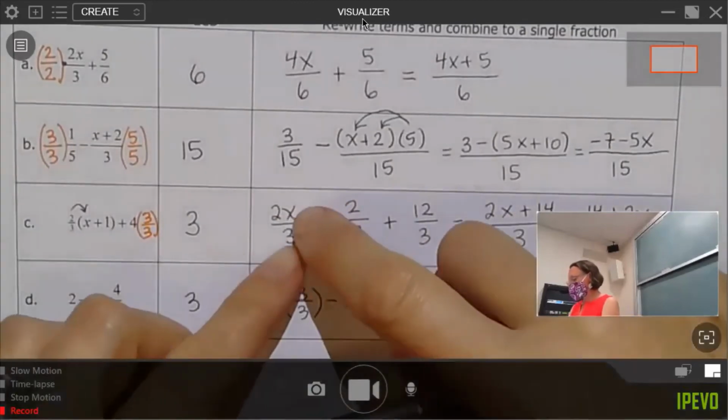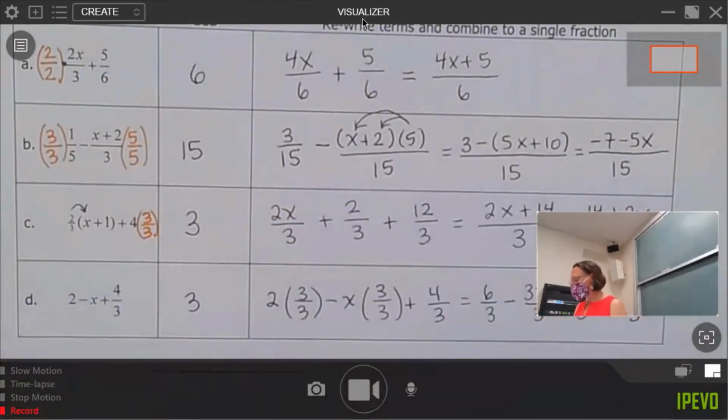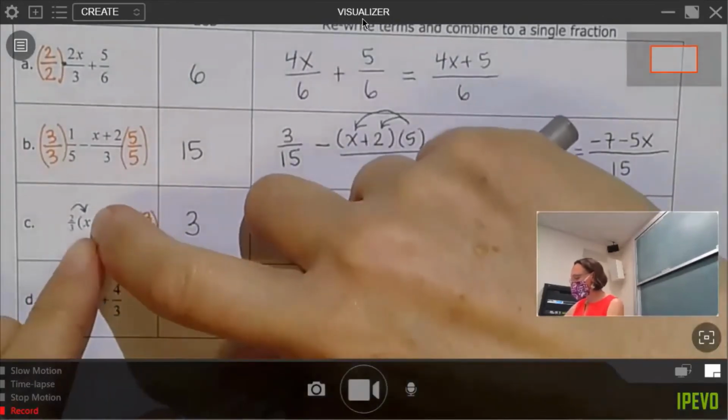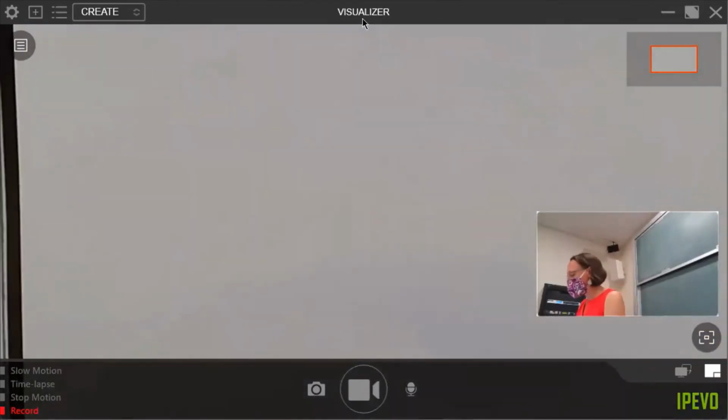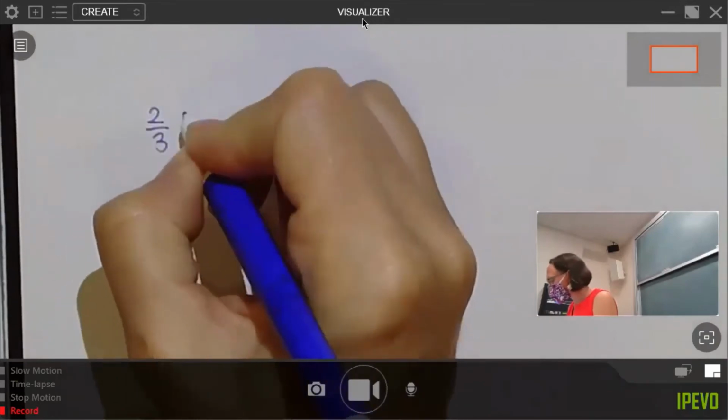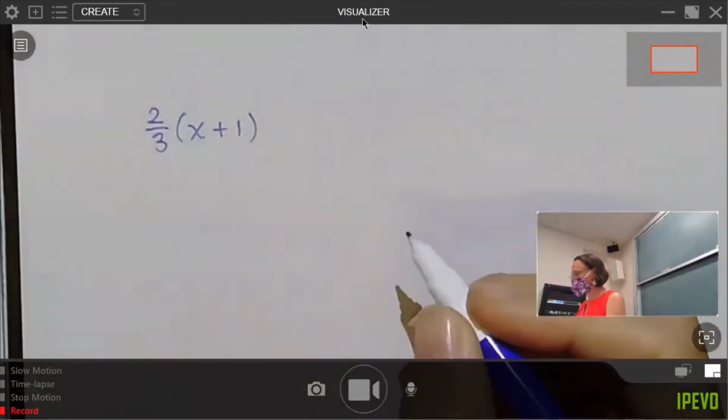Oh, like why is the x on the top and not the bottom? So if this were a number, right? Anytime we see letters, you can always think about what would happen if I plugged a number in for that, because that's all the x is doing right now. It's holding a spot for us to put in a number later. So we've got 2/3 times x plus 1.